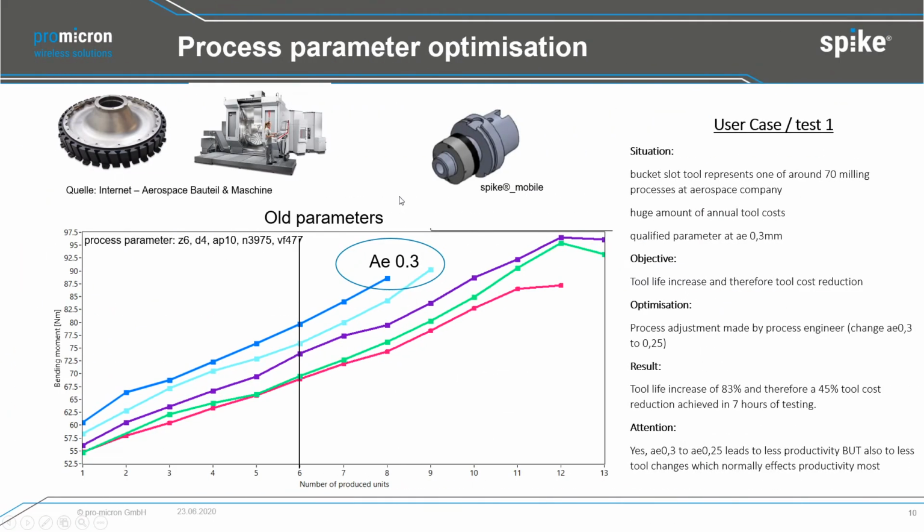Here I would like to show you another example. This is now from the aerospace industry. We know aerospace processes, if they have been defined once, they are qualified and no one will change it.